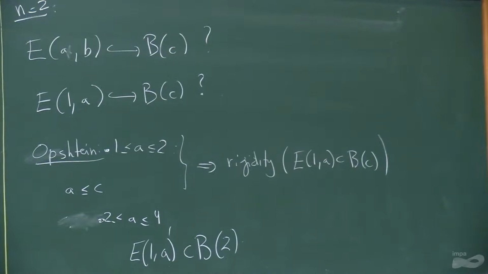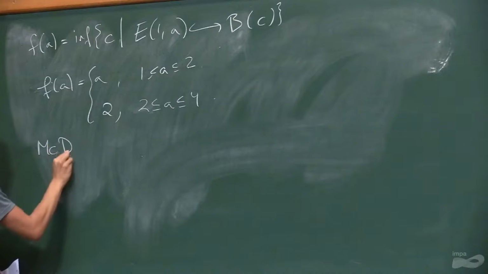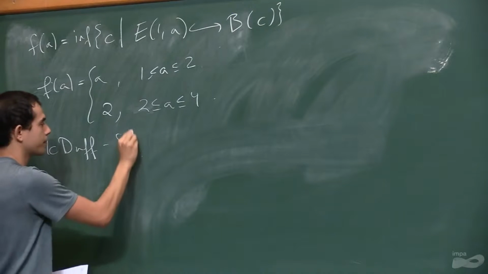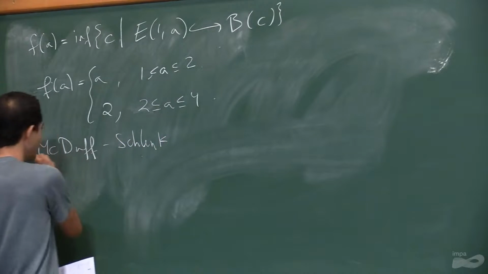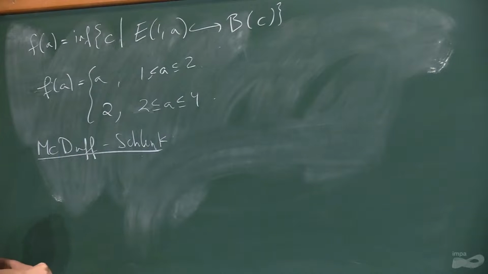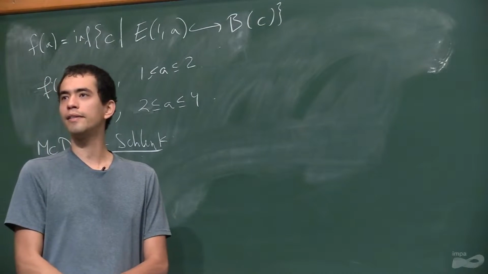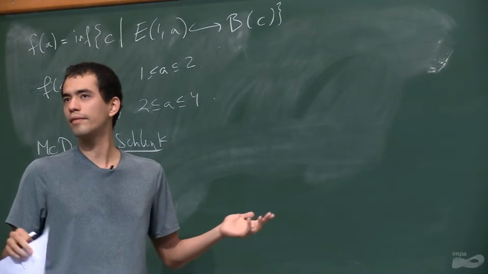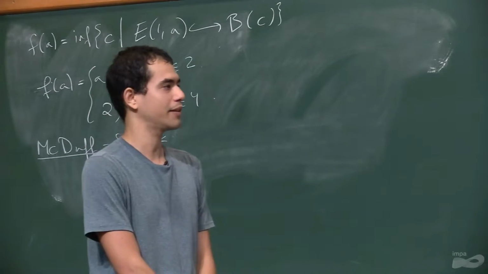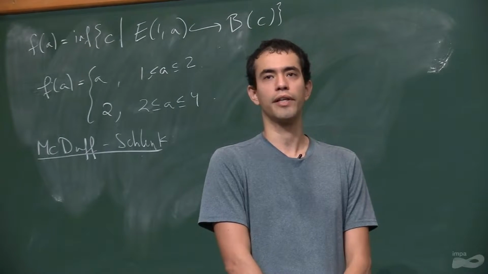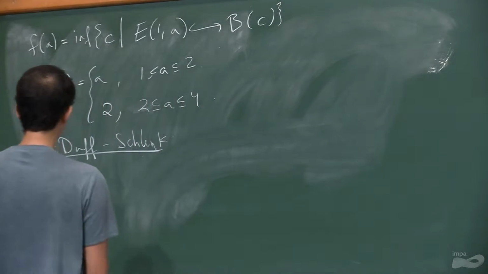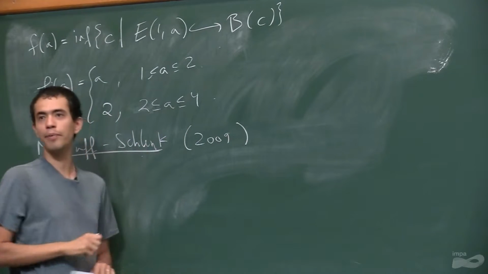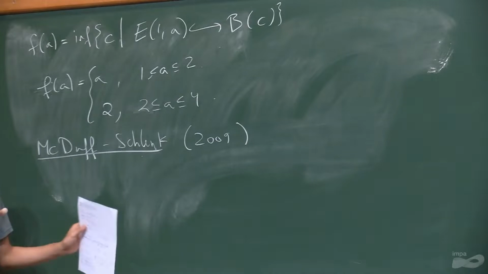Okay. And then McDuff and Schlenk computed this function for all other a's. I should also say we don't need to look at a less than 1 because we can just switch the order and then rescale. So we really only care about this function for a greater than or equal to 1. Okay? So McDuff and Schlenk proved in 2009, in an Annals paper, they computed this function. It's really beautiful. So I'll tell you a little bit about this function.